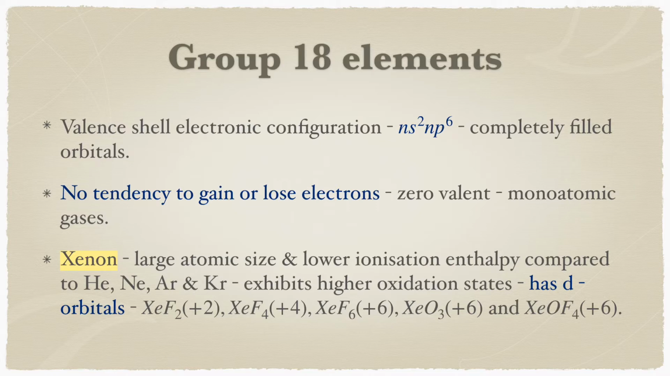As you can see, ns2np6 means completely filled orbitals. Therefore they don't have any tendency to gain or lose electrons. They are said to be zero valent. Therefore they are normally monoatomic gases. Now there is one exception here, xenon. Xenon has a large atomic size and lower ionization enthalpy compared to helium, neon, argon and krypton, so it exhibits higher oxidation states as it has d orbitals. Some of the molecules and their oxidation states are given over there.